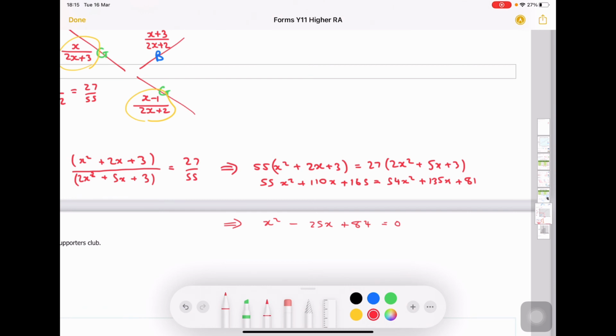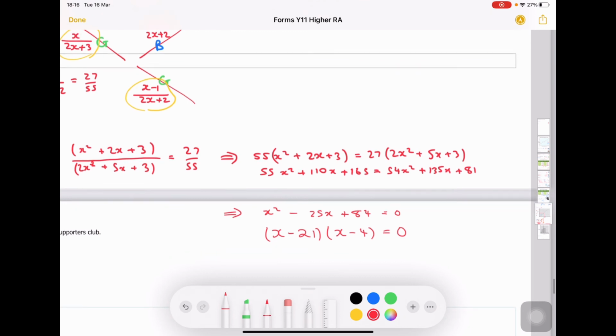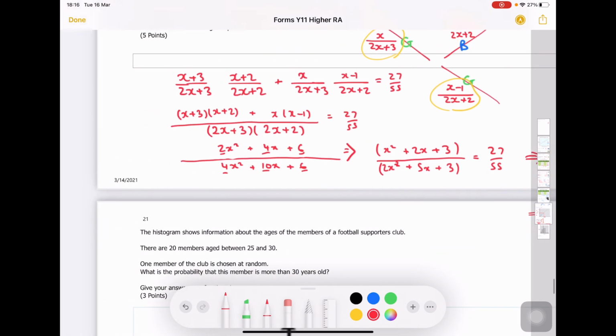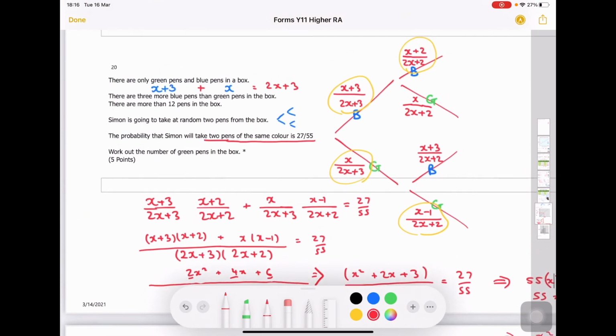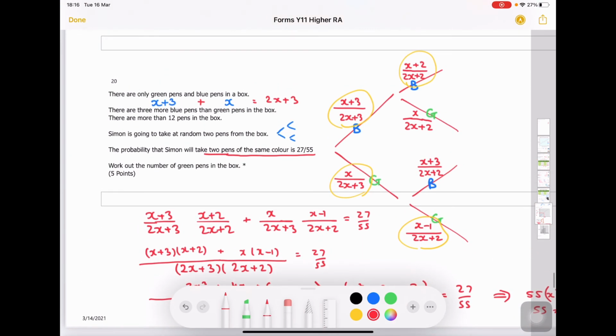Here we have two numbers which multiply. x take away 21 and x take away 4 would work. Yeah, so let's just go back to the question. Work out the number of green pens.